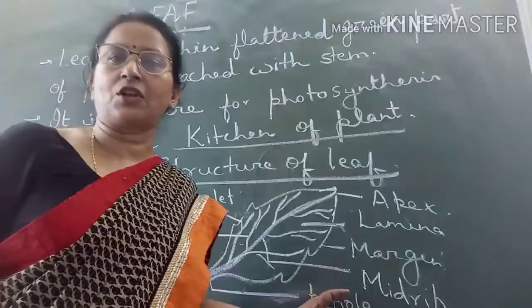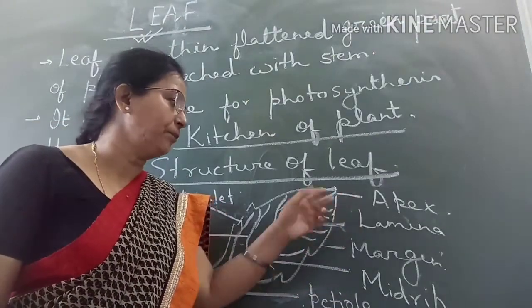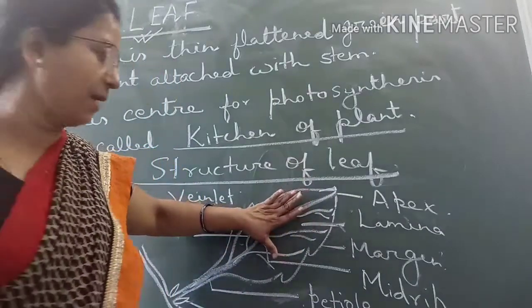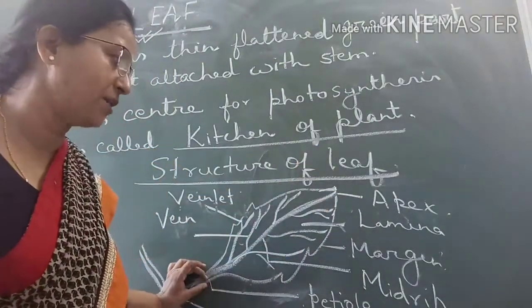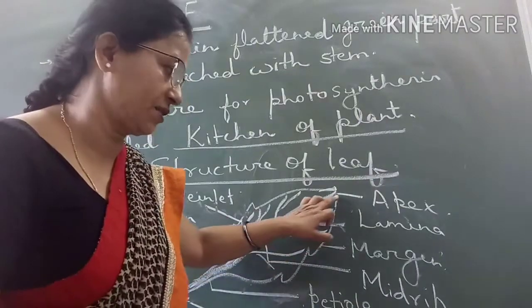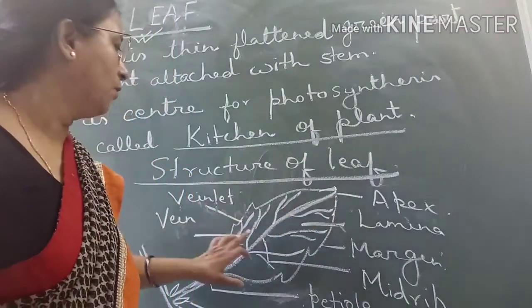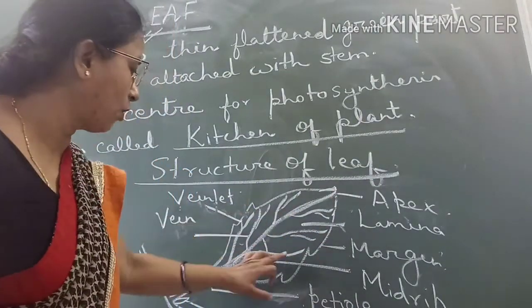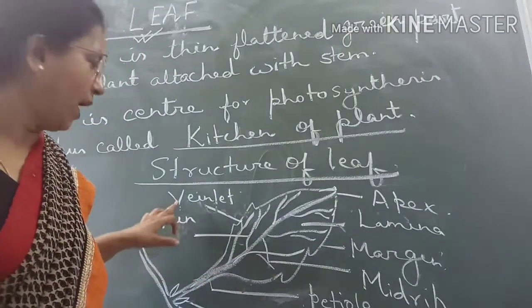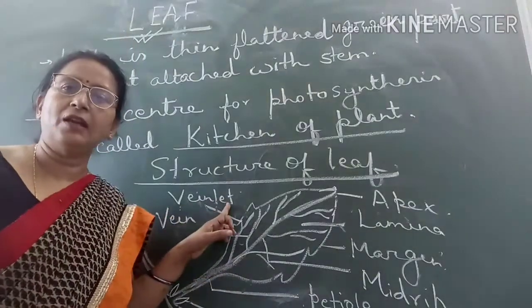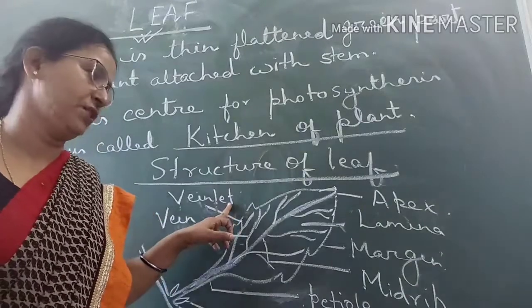This is the structure of the leaf. Apex, lamina, the expanded part is the lamina, the boundary is the margin, the darkened structure is the midrib. From the midrib, a large number of veins emerge, and from the veins, a large number of veinlets emerge.